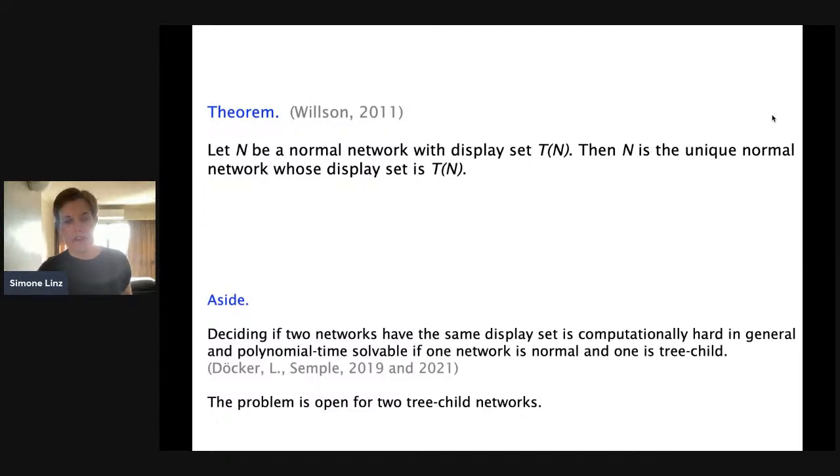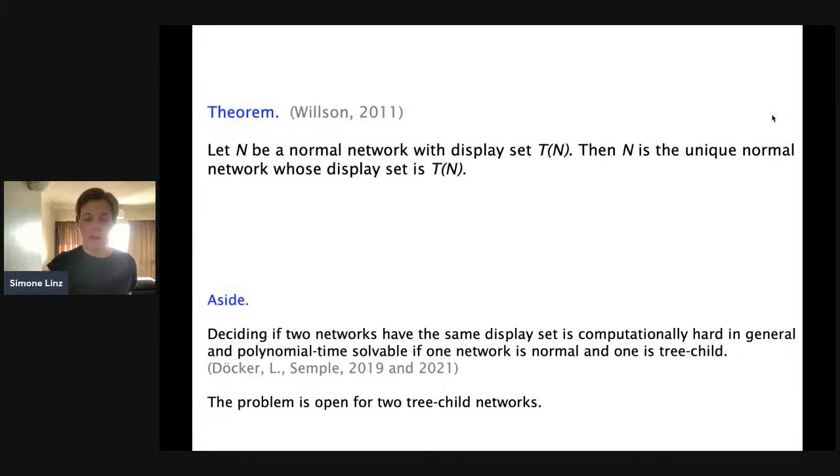And just as an aside, if you're interested in computational complexity, then what we looked at a few years ago is, if we're just given two networks and we want to find out if they have the same display set, can we actually do this? Is this something that's computationally tractable? And it turns out in general, it's computationally hard. It's actually Pi-2-P complete, which means it sits on the second level of the polynomial time hierarchy. And so this is really bad news.